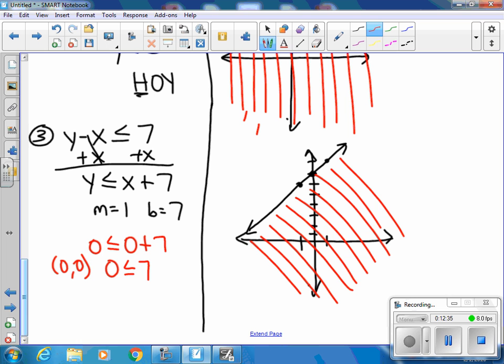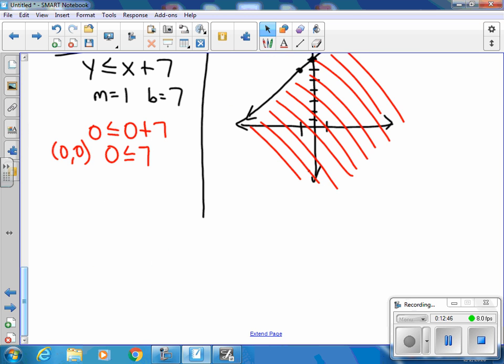If you didn't say yes to that statement, then it should not be shaded. The other side of the line should be shaded. So we can keep testing out 0, 0, but that's a really good one to use. And it's quick and easy as well, if you want to test to see if you've colored in the right spot.